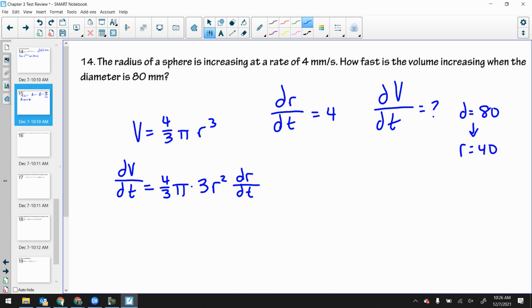That's like implicit differentiation. So I take the derivative of r to the third. That's why you see the 3r squared. And then I multiply it by the derivative of r, which is dr/dt. Now, this 3 and the 4/3, that just becomes 4. So dV/dt is equal to 4 pi r squared dr/dt. And I have everything I need to know.